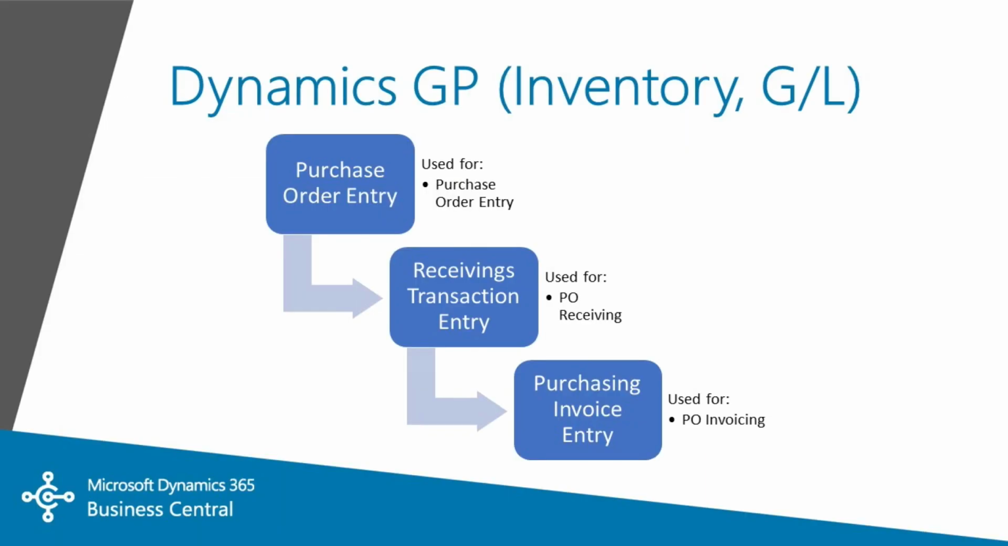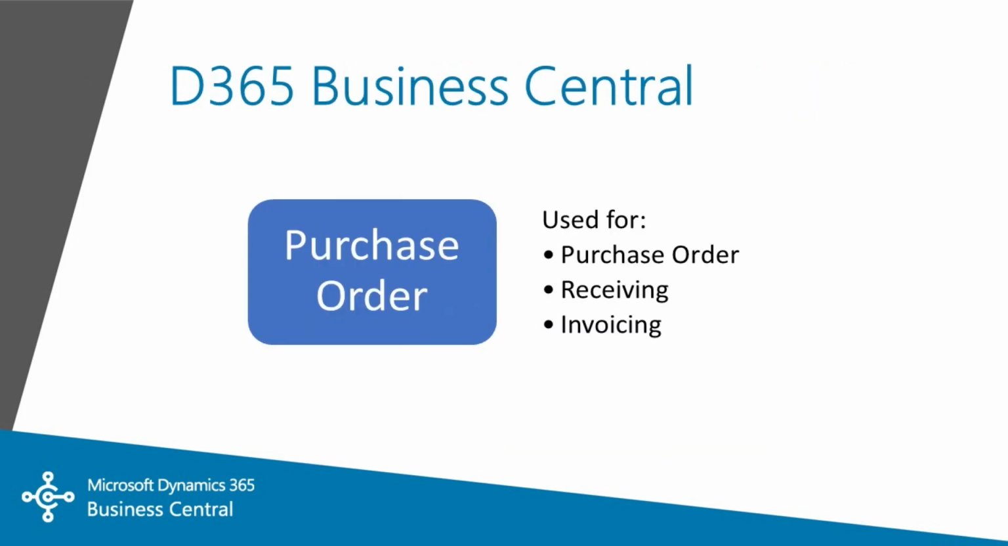So with this demonstration of Dynamics GP's simple purchase order, I have a purchase order entry screen. From that, I can go to the receiving transaction entry screen, then enter the invoice in the purchasing invoice entry screen. Now let's take a look at that in Business Central.